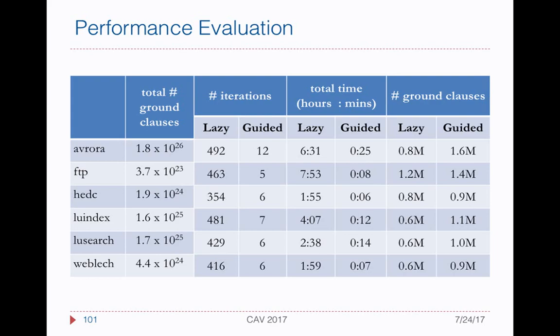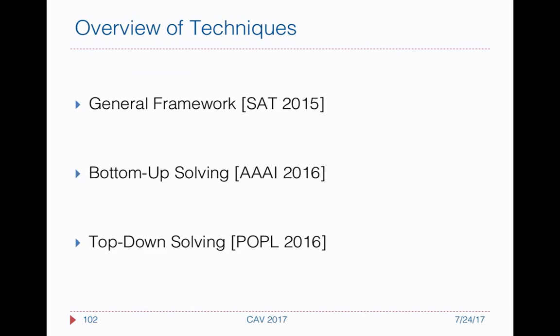But if you use the optimization of Horn constraints, then the number of iterations drops dramatically, and the running time is also much lower, but you might end up grounding a little bit more because this Datalog solver is a bit eager and might ground more constraints than the bare minimum. So that was about bottom-up solving.